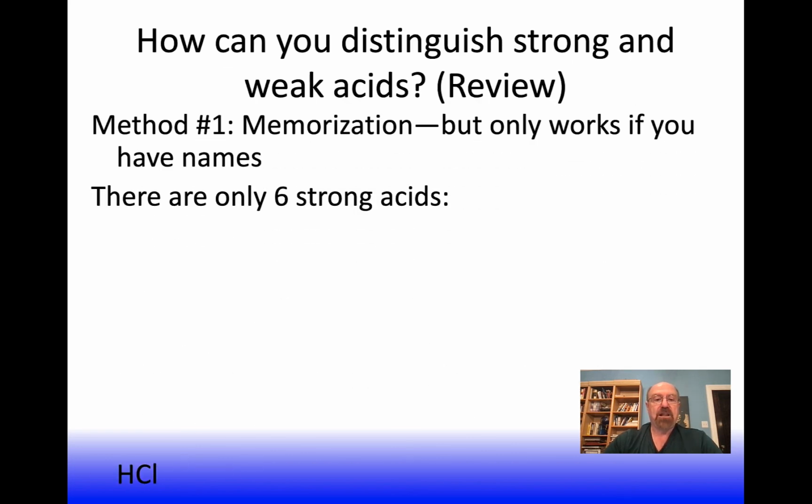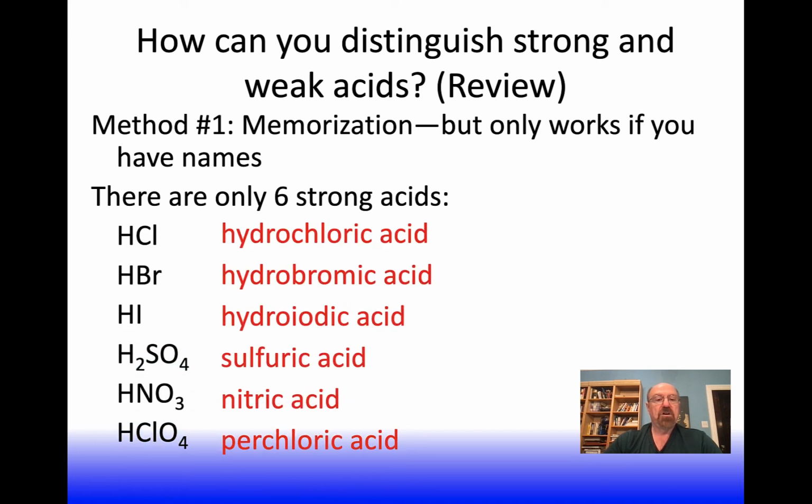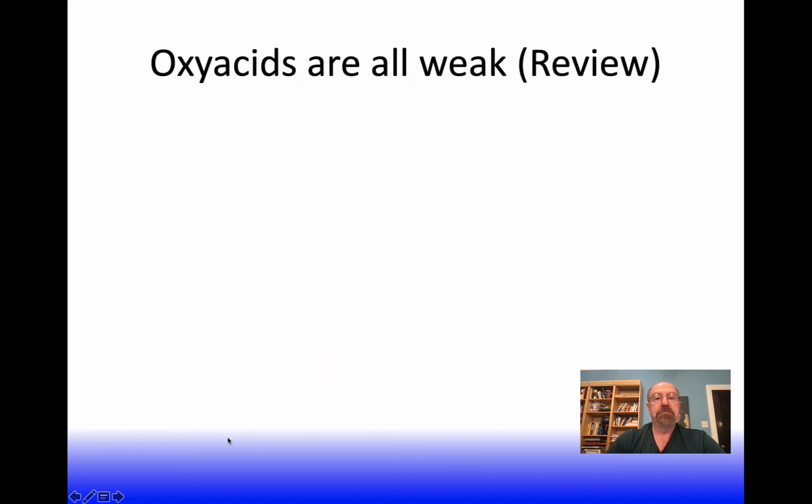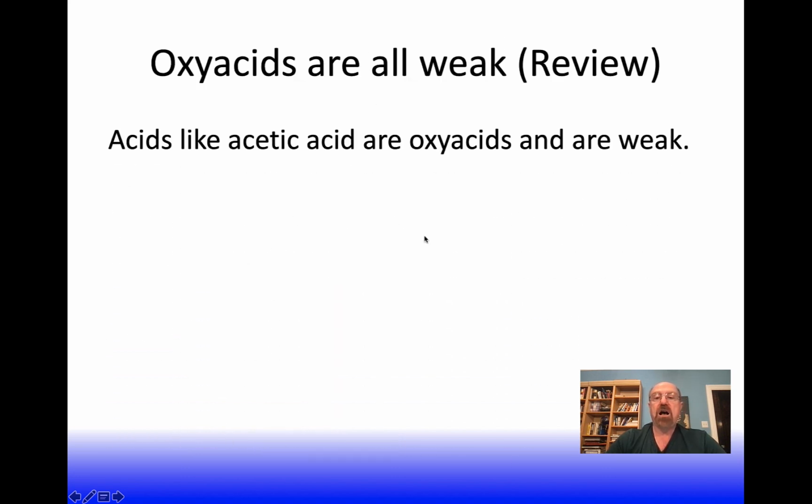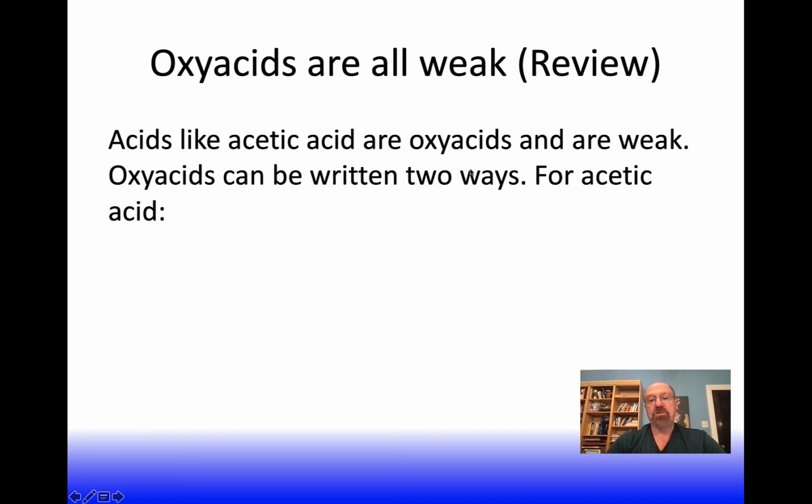Now, how can we tell if things are strong or weak? Well, there are 6 strong acids. Pretty much you memorize 3 of them, which come from chlorine, bromine, and iodine. All 3 of those are halogens. The other 3 are sulfuric acid, nitric acid, and perchloric acid. Every other acid, usually referred to as oxyacids, is weak. So for instance, this is acetic acid.